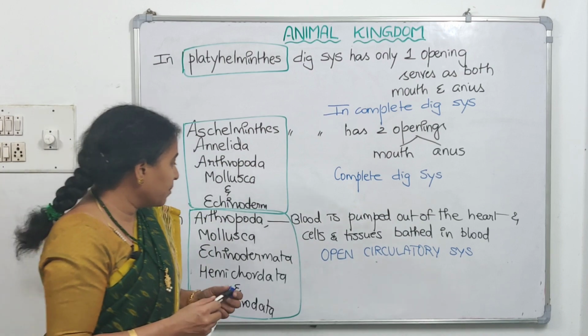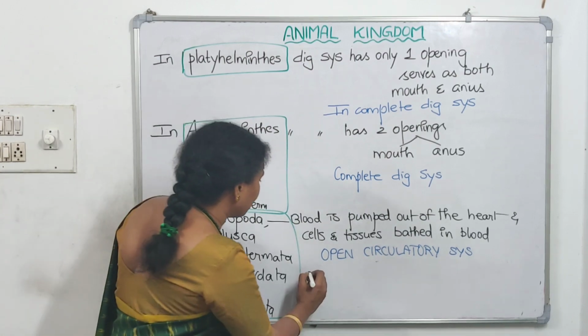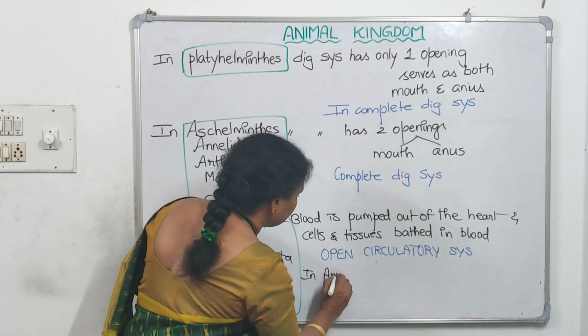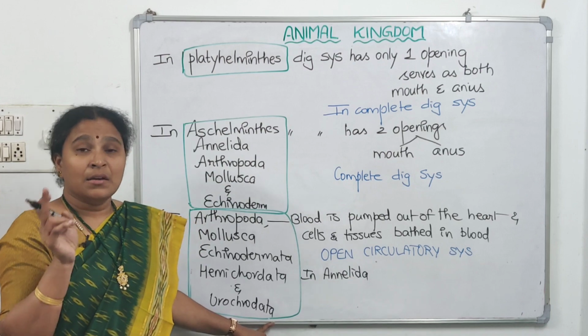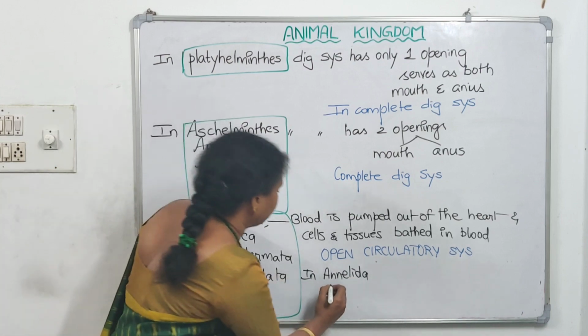Whereas, if you take the remaining phyla, what are the remaining phyla? I am writing here. I have space here. In Annelida, Cephalochordata and Chordata.